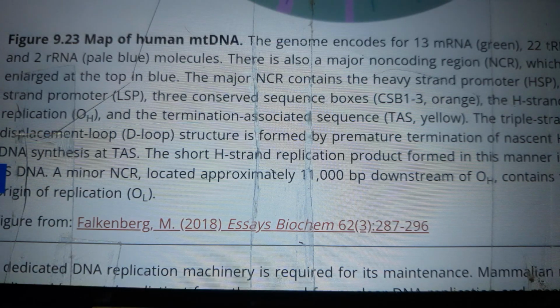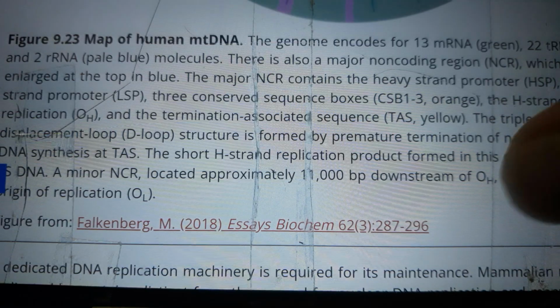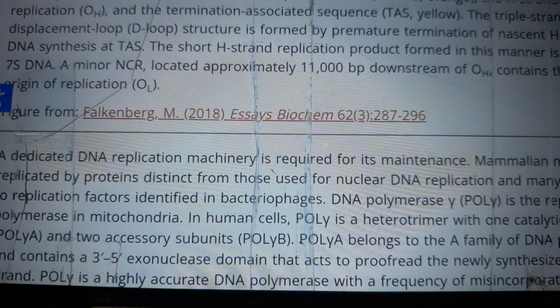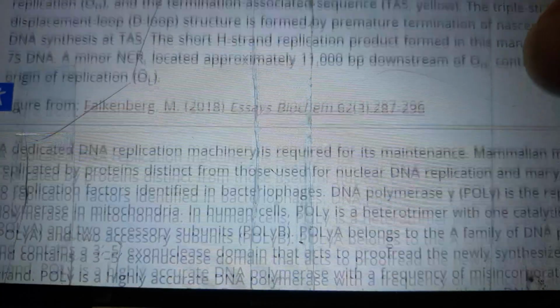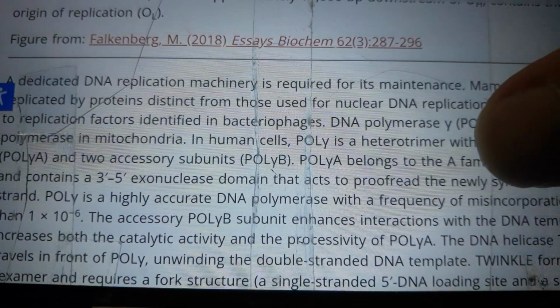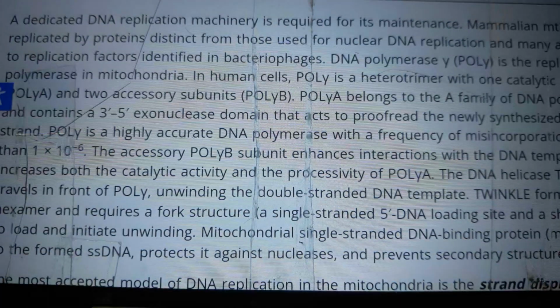The triple stranded displacement loop, D-loop, structure is formed by premature termination of nascent H strand DNA synthesis at TAS. The short H strand replication product formed in this manner is termed 7S DNA. A minor NCR located approximately 11,000 base pairs downstream of OH contains the L strand origin of replication, OL. Now, a dedicated DNA replication machinery is required for its maintenance.